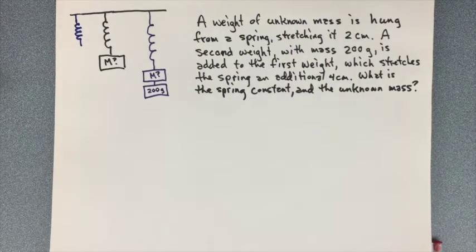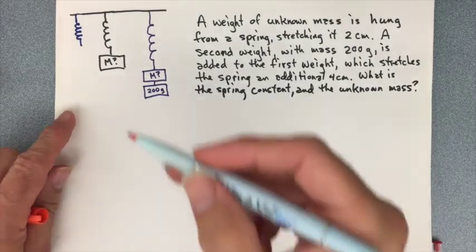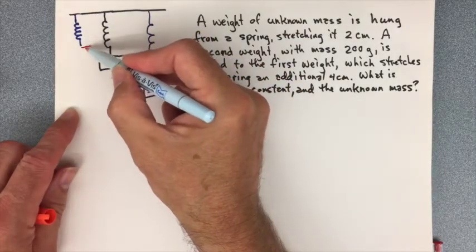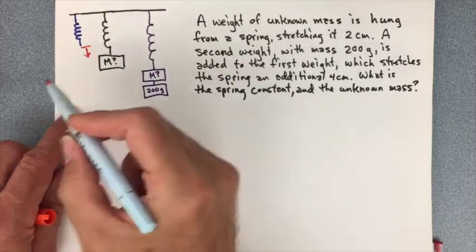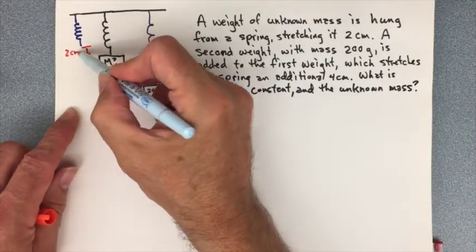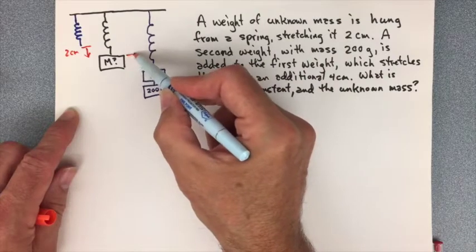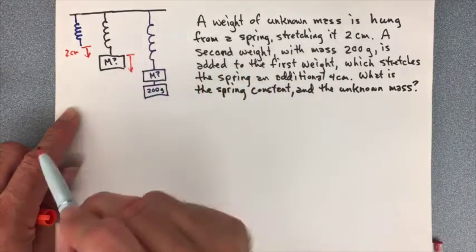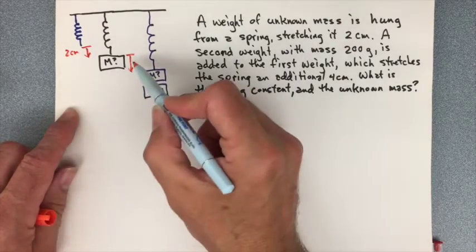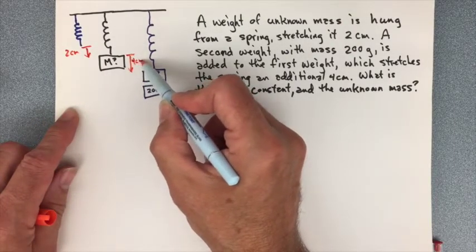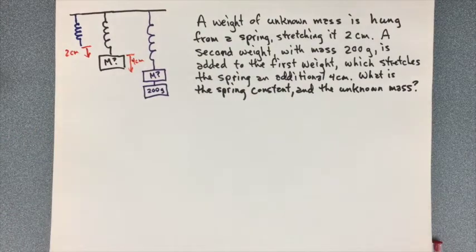In this problem, we're asked to find both an unknown mass and an unknown spring constant. If we hang the first mass onto this spring, it stretches the spring by 2 centimeters. If we add a second mass onto this, it stretches the spring an additional 4 centimeters. The second mass that we add is 2/10 of a kilogram, or 200 grams. So that gives us some critical pieces of information.